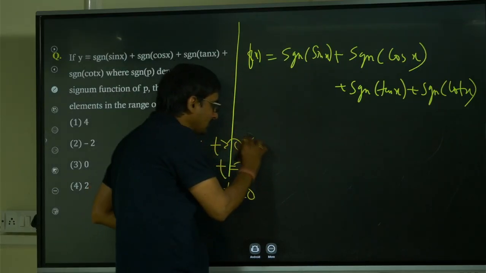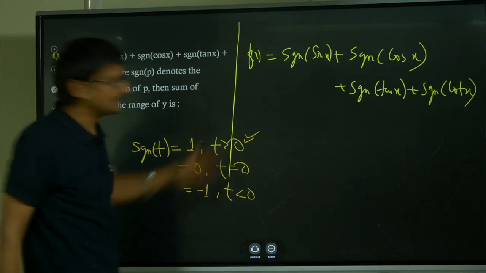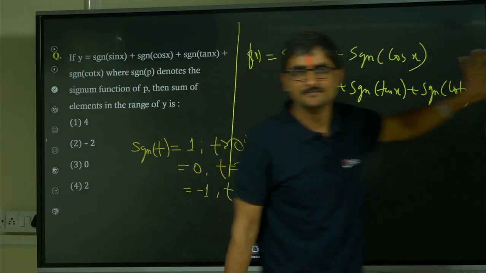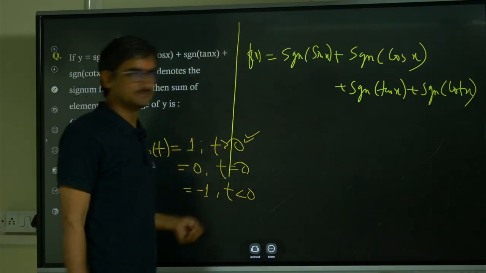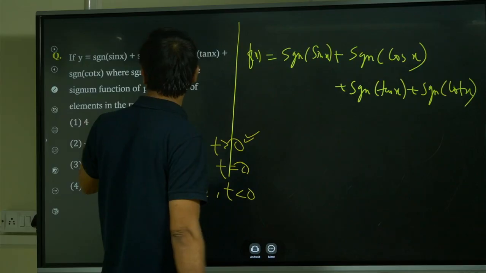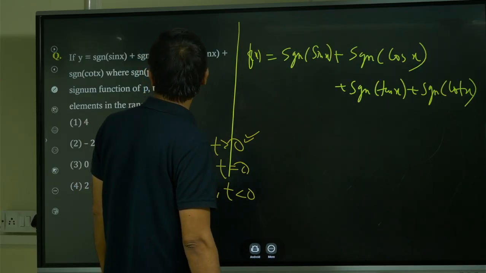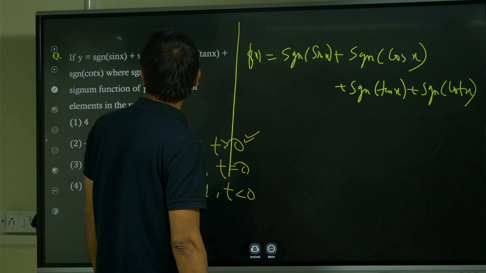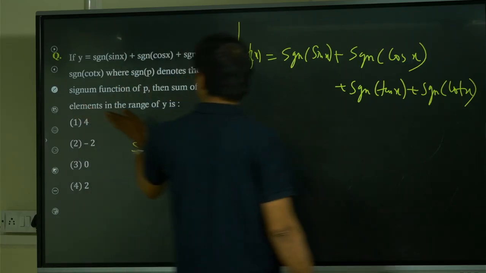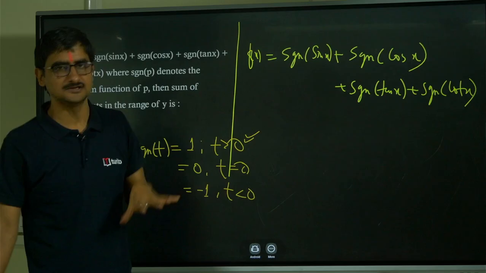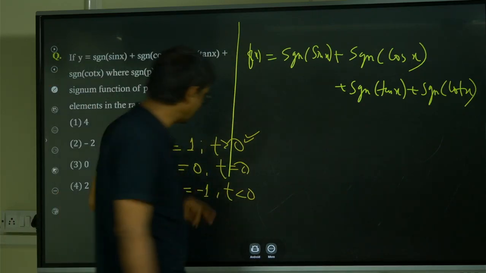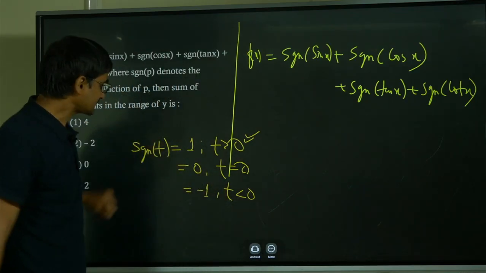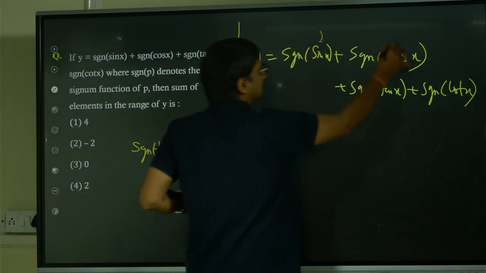Now see, when are all positive? We have to simplify it. We need to get rid of the signum term, so for that we need to use this definition. Then the sum of the elements in the range of f. We have to get the range of the function f of x, whatever they are calling it as y.